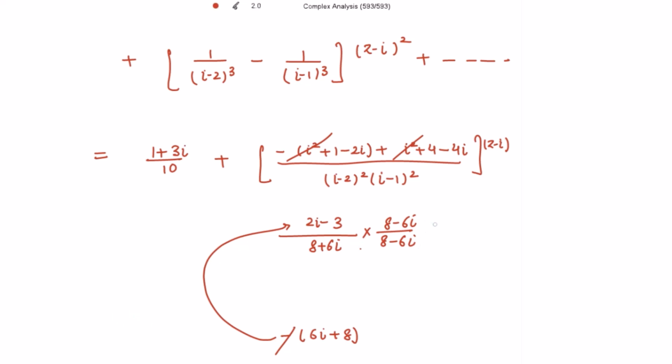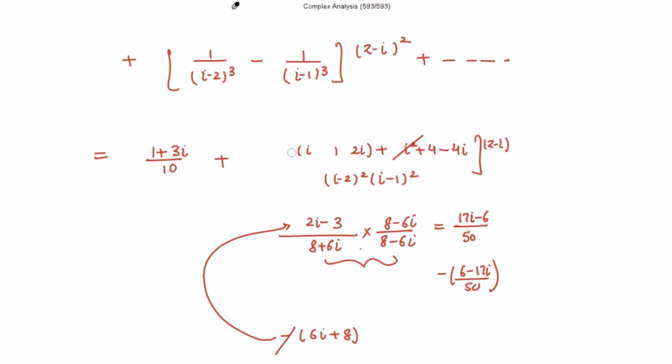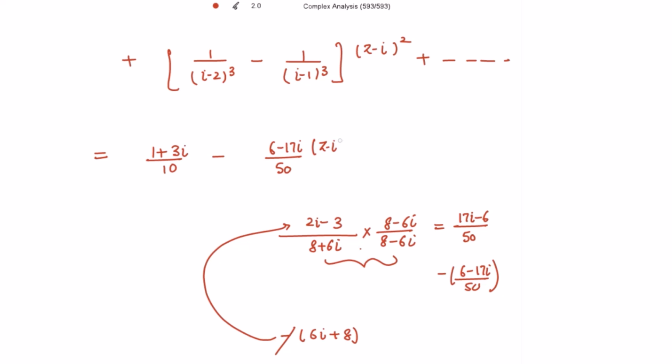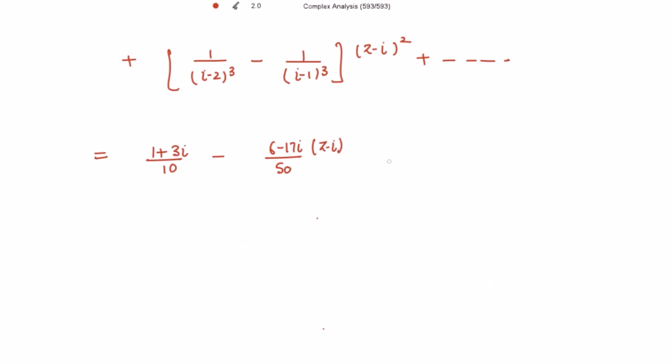When solving the numerator we have 17 iota minus 6, and when solving the denominator we have here 50. So if I take negative outside, this will be 6 minus 17 iota divided by 50. So the second term is with negative sign, this is 6 minus 17 iota divided by 50, and also z minus iota multiplied with this.